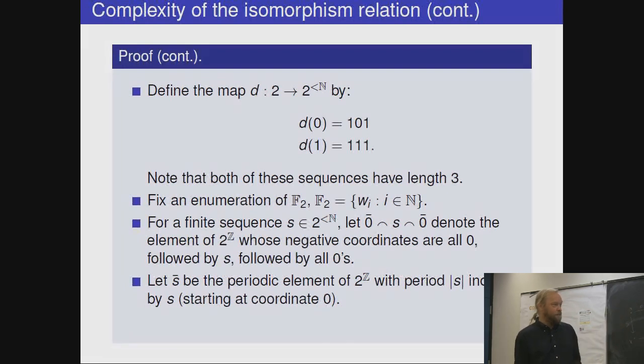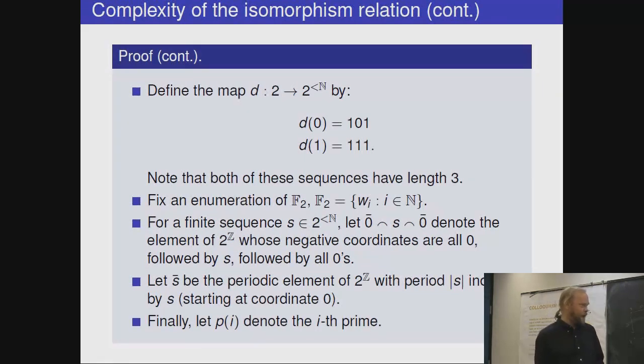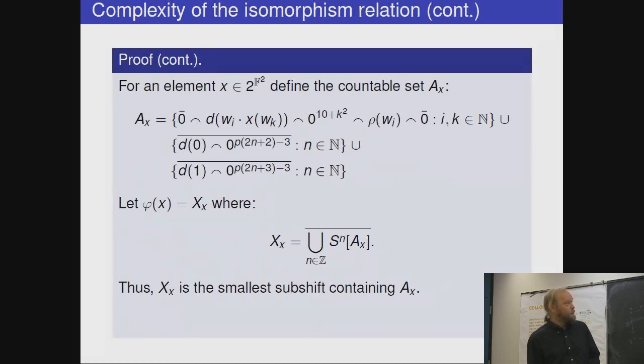And I'll use S bar in general to indicate that I have S repeated over and over. So this will be a periodic point in the subshift. It'll just be a single sequence repeated in both directions infinitely often. And finally, I will let P of I denote the I-th prime number.